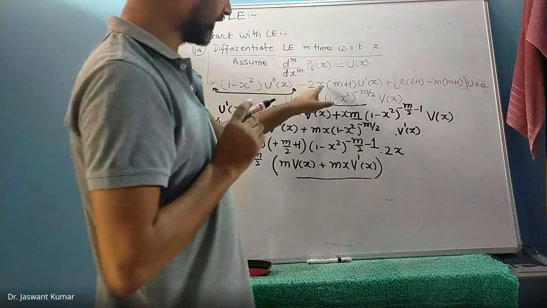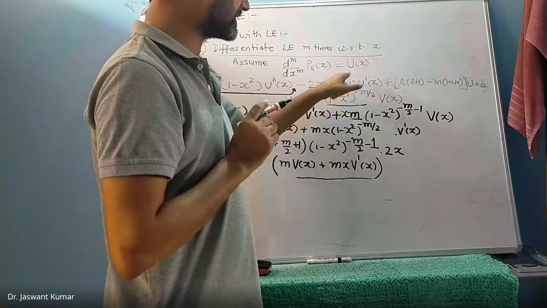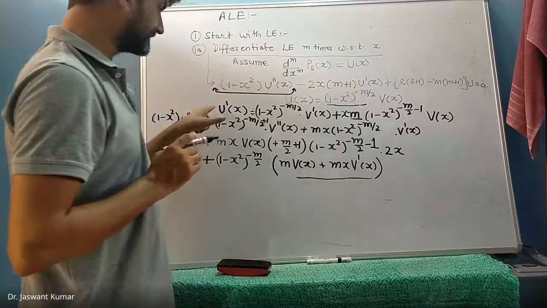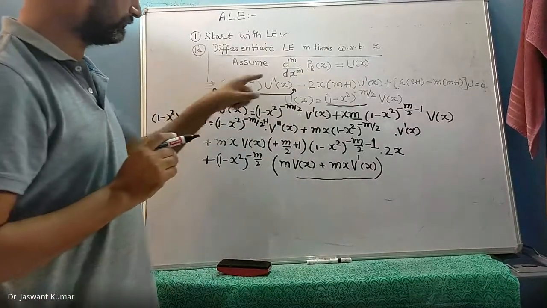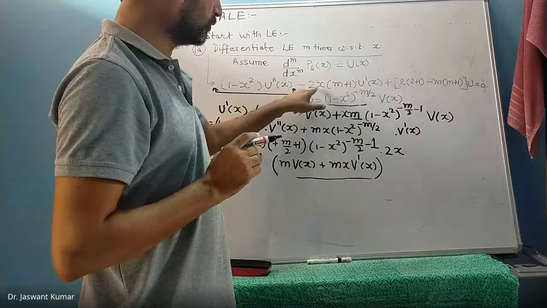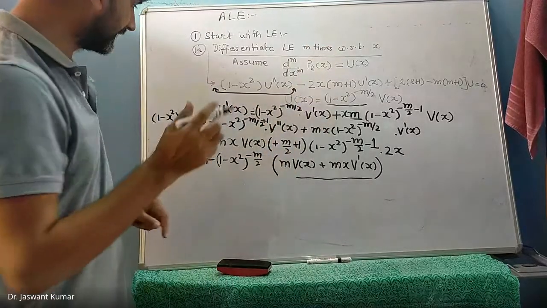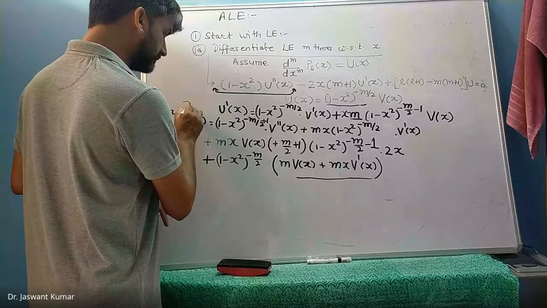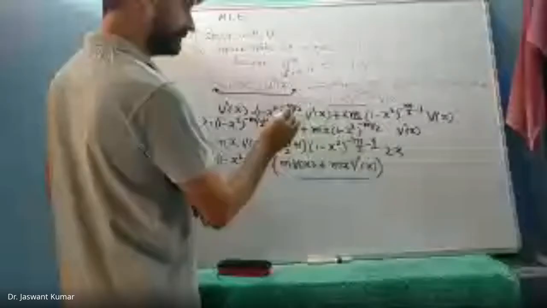Similarly, we now want to define what is 2x(m plus 1) u dash x. So u dash x, we already know what u dash x is. This is u dash x. Now we want to multiply it with 2x(m plus 1). So let us do it. If you multiply it with 2, then you get a 2 over here and a 2 over here.